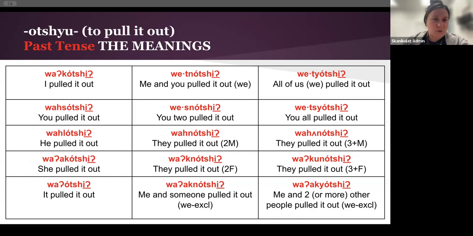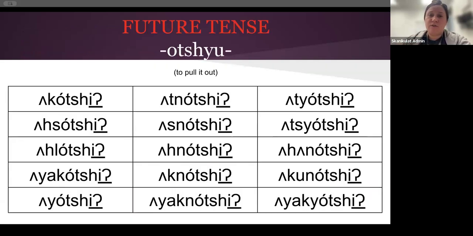It's past tense. So, wa goch, wa gochi, I pulled it out. Wa soch, you pulled it out. It happened in the past. You did it. Okay, this is the past tense. And the subjects: him, wa loch, he pulled it out. Wa agoch, she pulled it out. Wa och, it pulled it out. If you want, you can pause to read the rest of the translations for the rest of the chart, but I will continue on to the future.